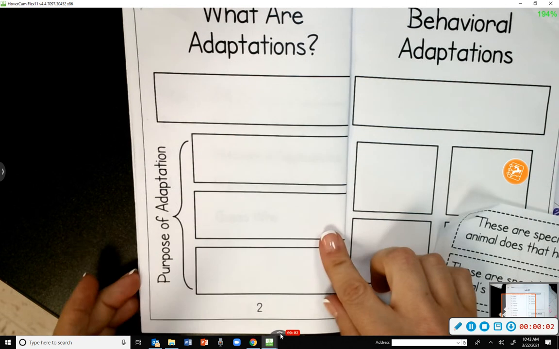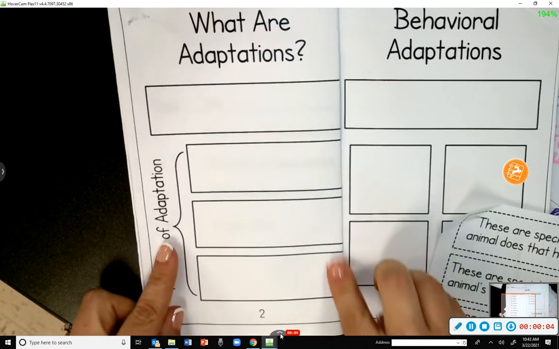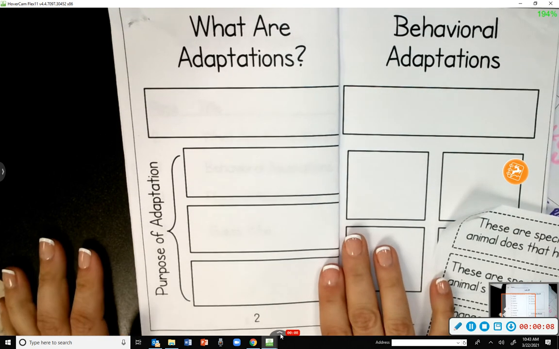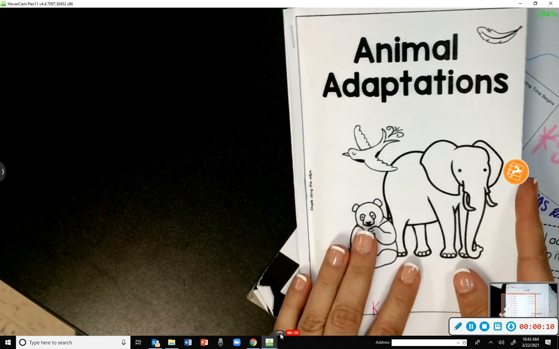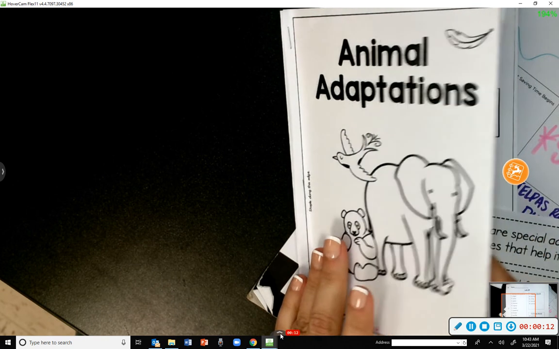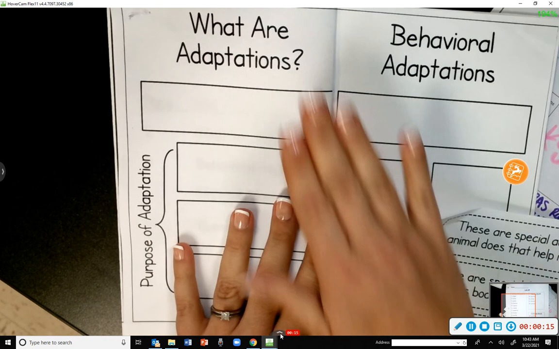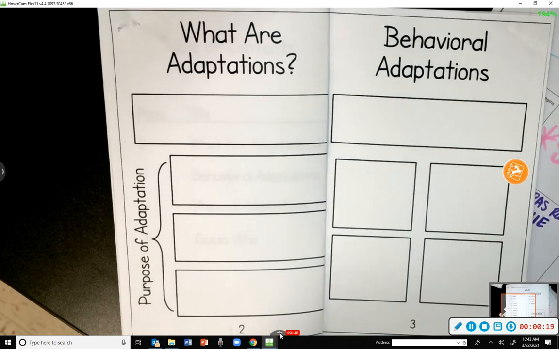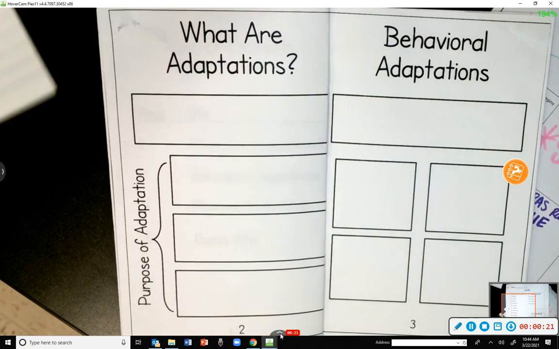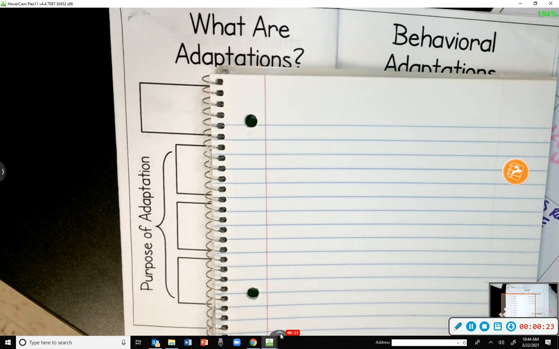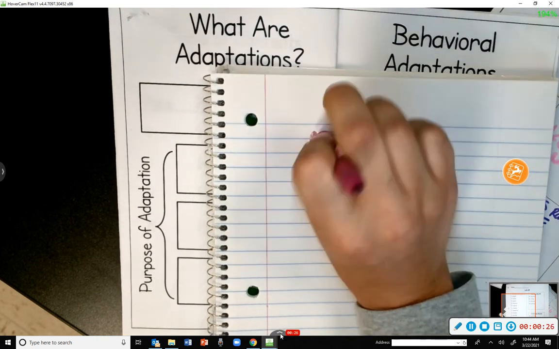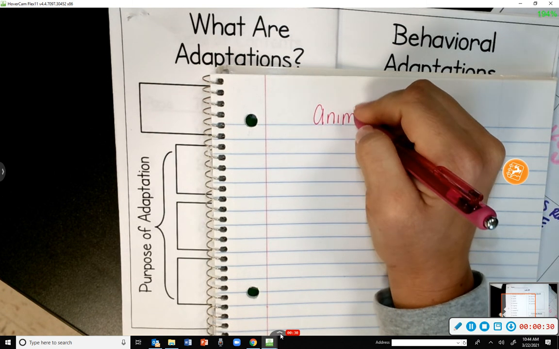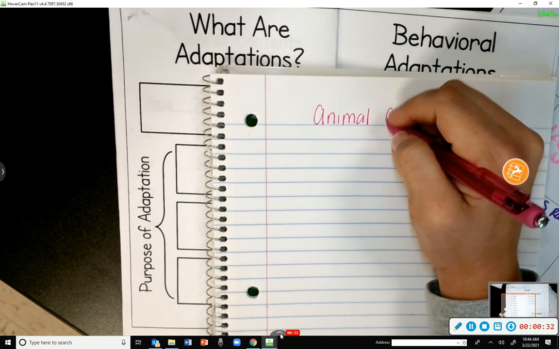Okay, so those of you at home, you will not be able to put this book together like we just did in class. So our book that we're making is Animal Adaptations. So we're going to start with what are adaptations. At home, you're going to need to write this down in your science notebook. I would start by putting my title, Animal Adaptations. Tomorrow we're going to talk about plant adaptations.